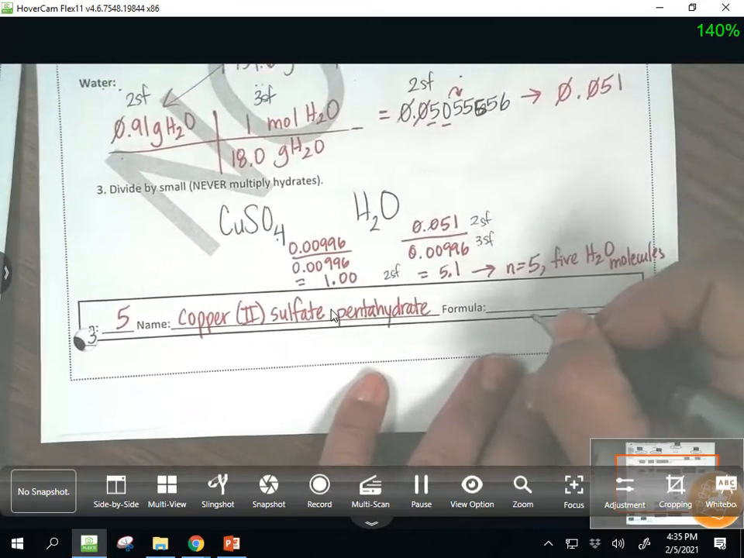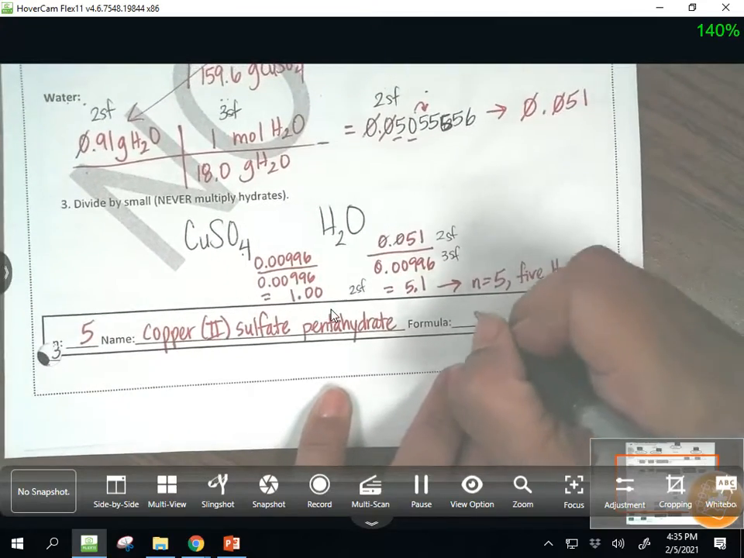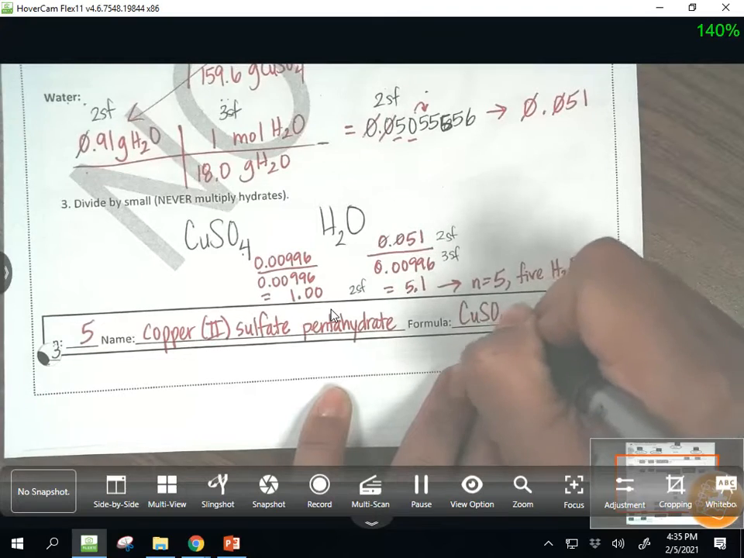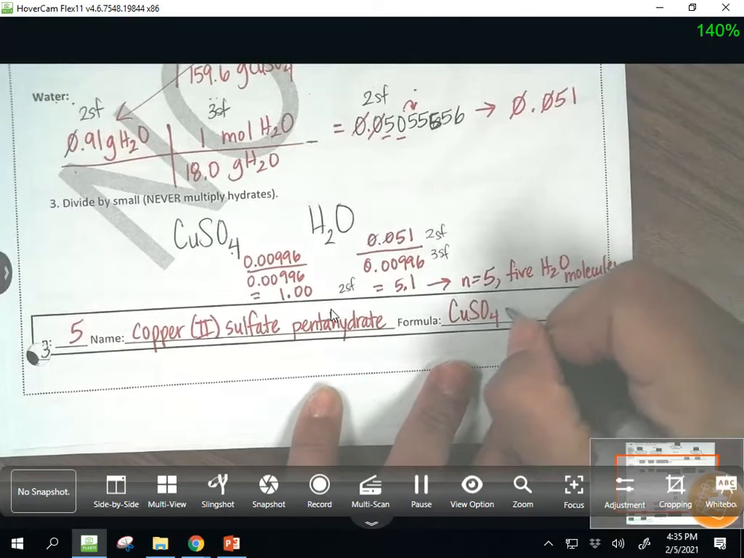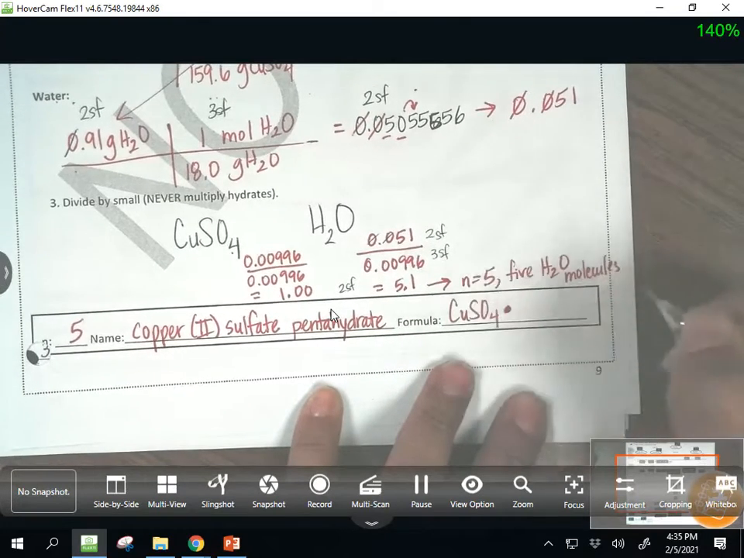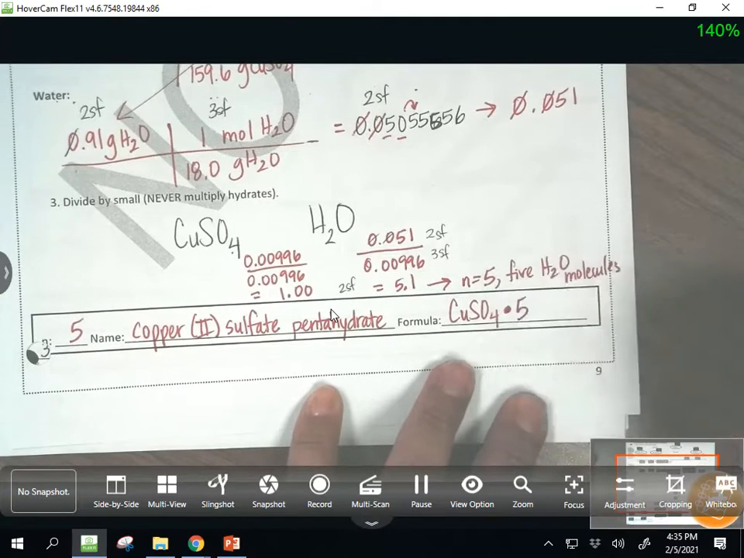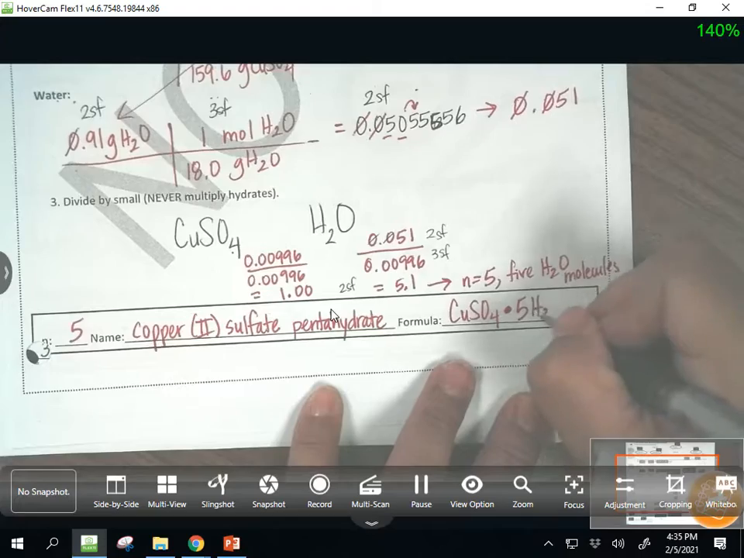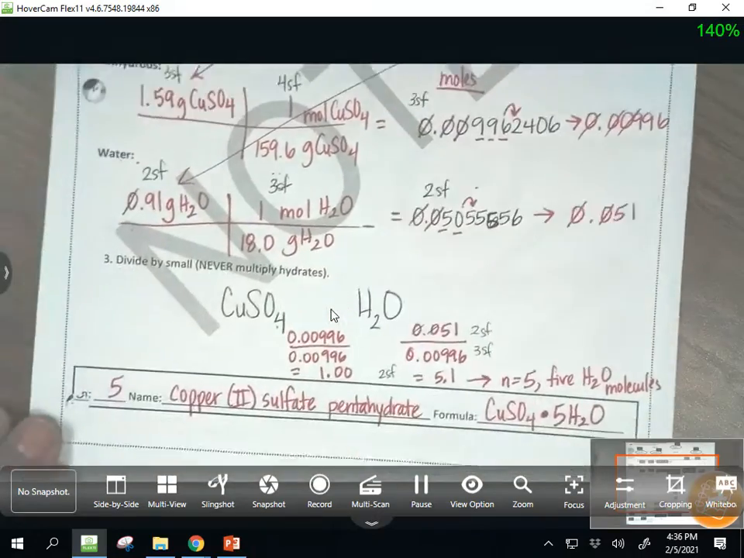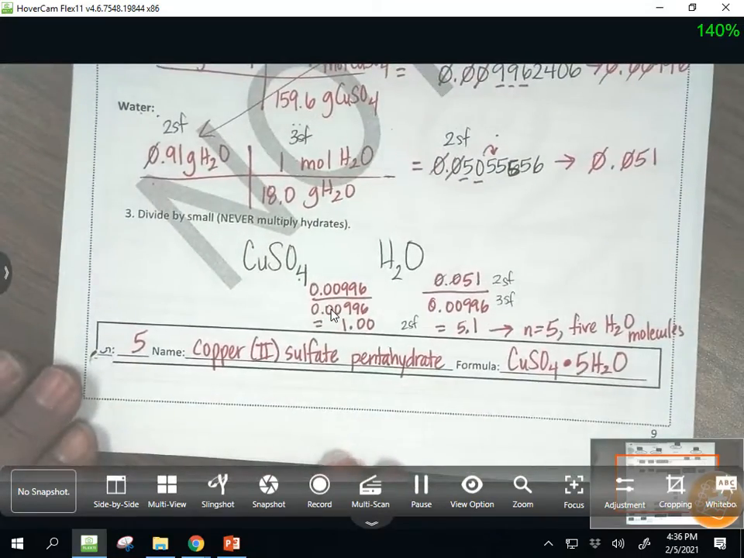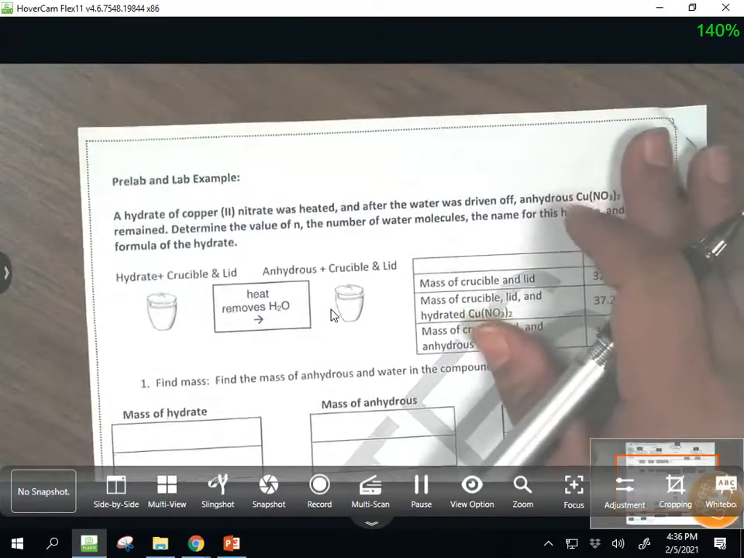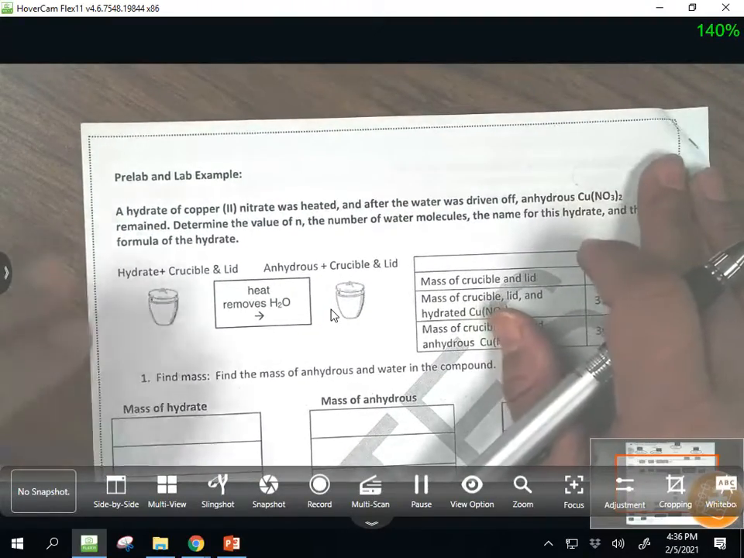The formula now would be CuSO4, and remember, it's a dot followed by the number of n, so in this case 5, H2O. And that's my final answer. So now, this is what you need to know how to do for the pre-lab and the lab.